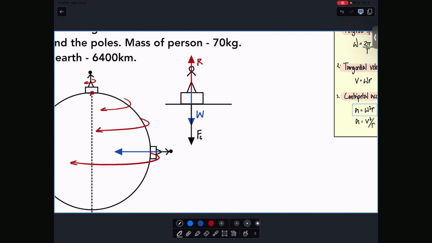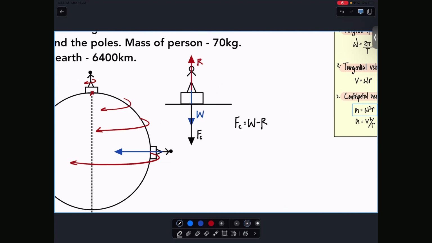It's a very simple exercise. I need a net force acting downwards. Whenever there's circular motion, there must be a resultant force acting towards the center. In this question, there's W acting downwards and R acting upwards. How can you arrange the values so that the resultant is downwards? Right. So FC must be equal to W minus R.